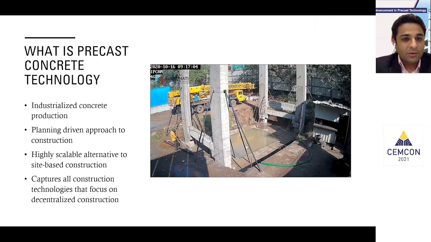So let's start with what is precast concrete technology. It is basically industrialized production, which means that the casting is done off-site, brought on-site, and installed. The most important thing about this is it's a planning driven technology. It is not haphazard. So there has to be enough research and time given to planning. The benefit of that is it is highly scalable and it captures almost all construction technologies that are done off-site.